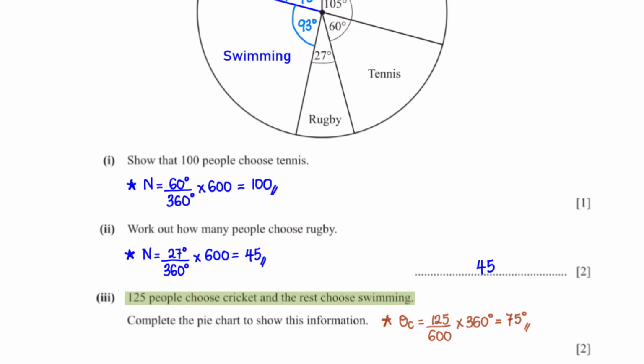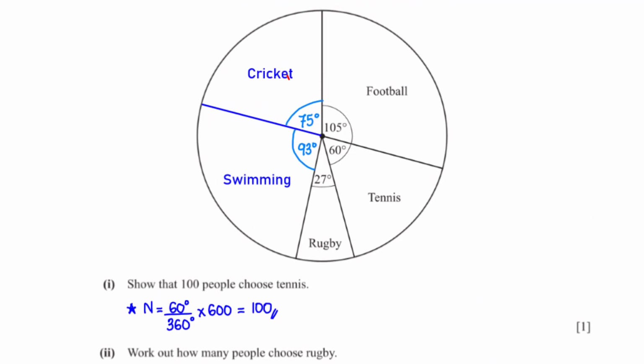125 people choose cricket and the rest choose swimming. Complete the pie chart to show this information. To get the sector angle for those who chose cricket, we have 125 divided by 600 times 360 degrees, which is equal to 75 degrees. On the pie chart, we measure an angle of 75 degrees using a protractor and label the sector cricket.